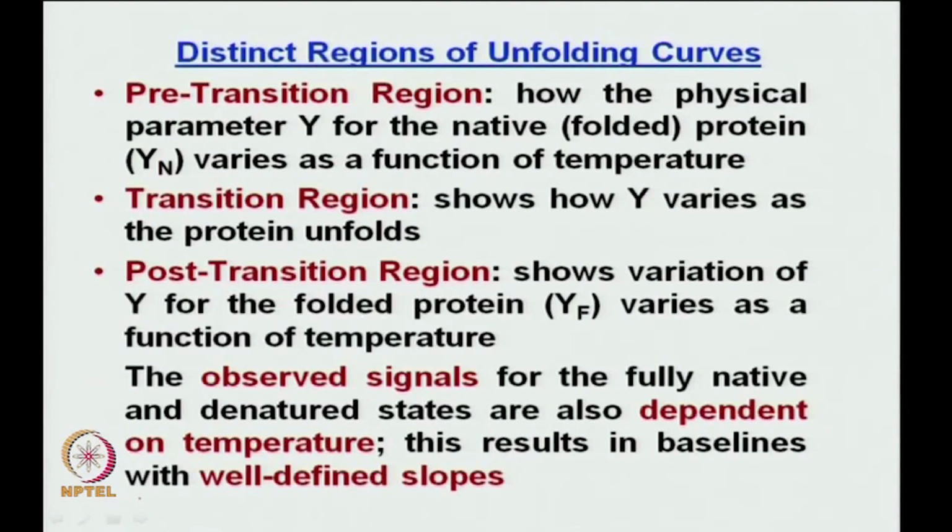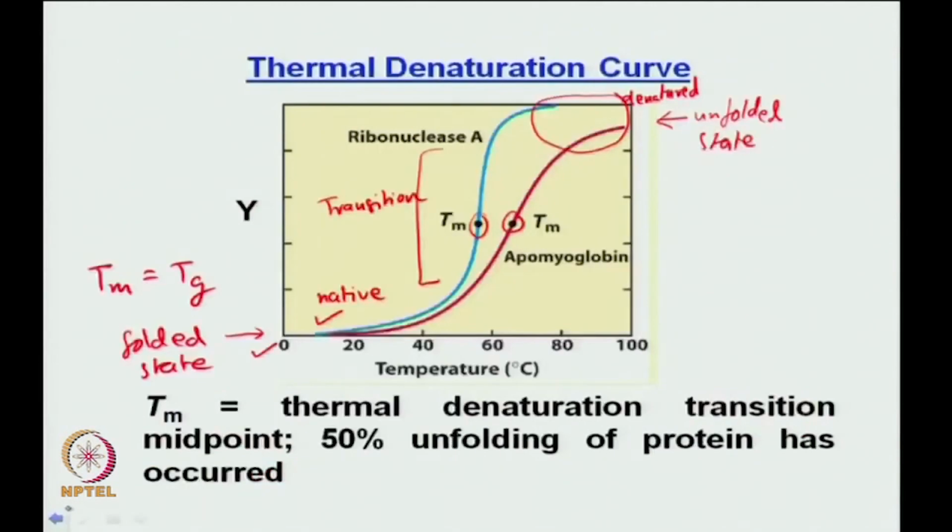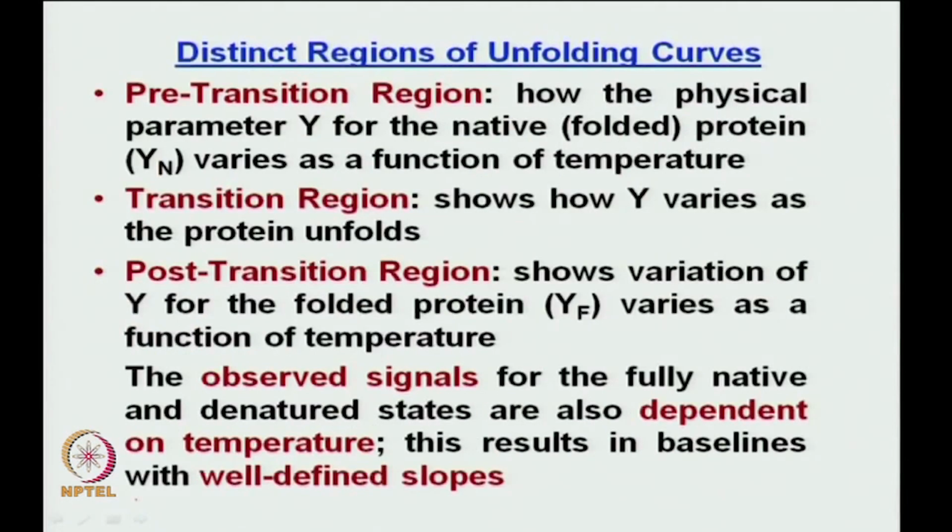The 3 regions are, one is the pre-transition region. What do you mean by the pre-transition region? If this is the transition, anything before the transition is a pre-transition. Now, what is the transition from? The transition is from the folded state to the unfolded state. So, if you are talking about a pre-transition, that means before the transition occurs from the folded to the unfolded. So, pre-transition is essentially that belonging to the folded state, right. So that is what it says, how the physical parameter y, which is the observable y, for the native folded protein varies as a function of temperature.